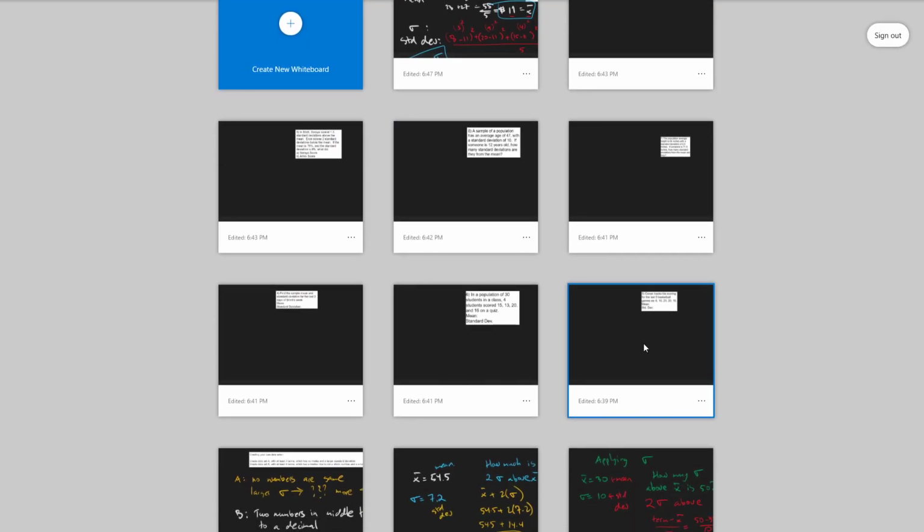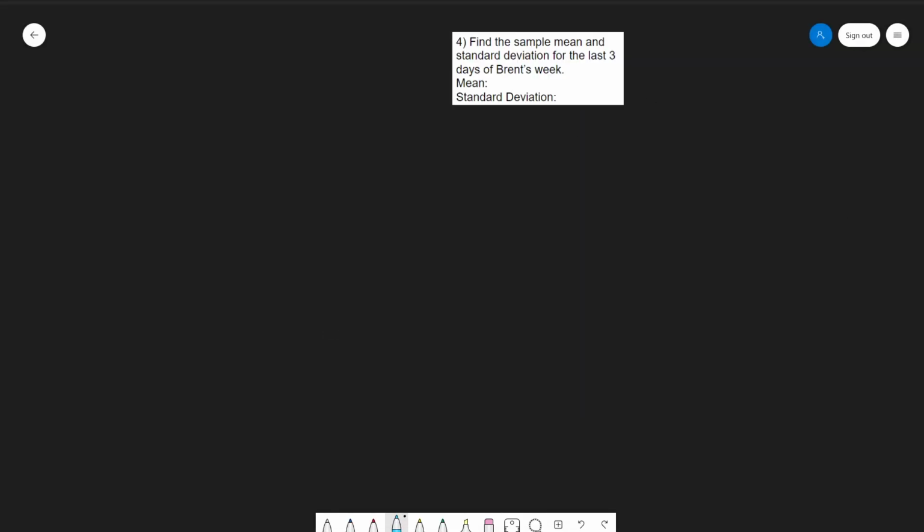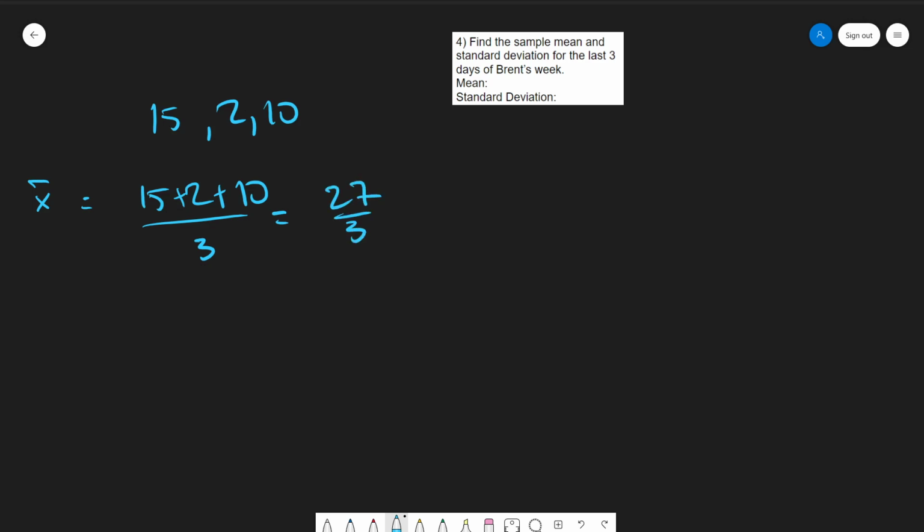Alright, let's look at number 4. Is this number 4? I think this is number 4. So now we're just going to find our standard deviation for the last 3 days of Brent's week. So once again, those last 3 days were 15, 2, and 10. So a little bit smaller data set, but just practice, right? We're just practicing finding the average, adding everything up and dividing by the number of terms. So now only 3 days. So we get a nice $9 here. Oh yeah, a nice $9 without a blob there. Free eraser is pretty nice.